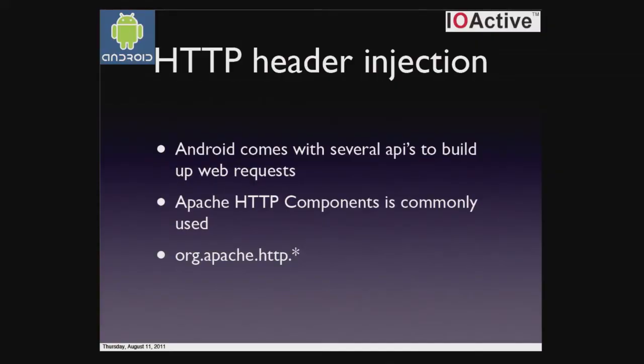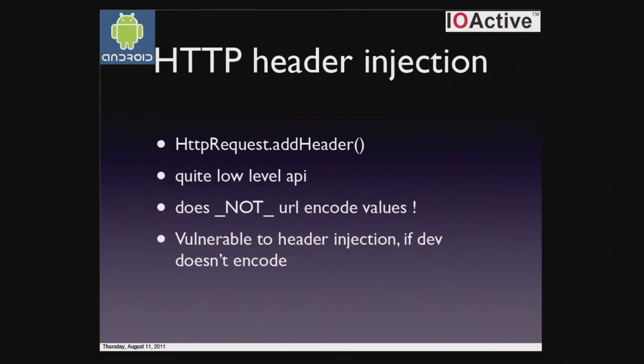Android's slightly different. Android has a few APIs to build up requests. The one I've seen used the most is Apache HTTP components, which is basically the org.apache.http package. It's basically HttpRequest.addHeader. This is a very, very low level API, and it does not encode anything. It basically takes a binary stream of stuff and just puts it in the request. It doesn't validate anything, which means if an attacker gets to put a header value into some HTTP request, you as the developer have to do your own validation and make sure there's no newline there. If you don't do that, you're kind of hosed and you're vulnerable to HTTP header injection.